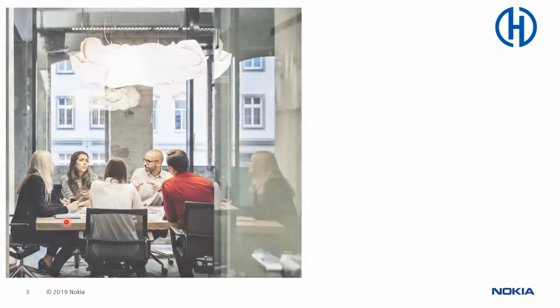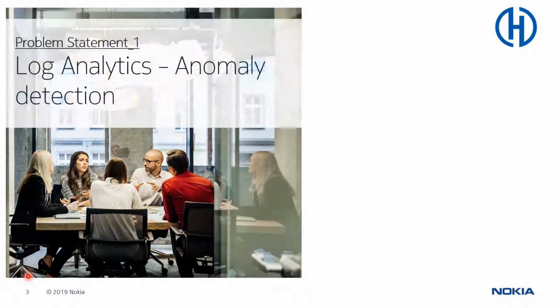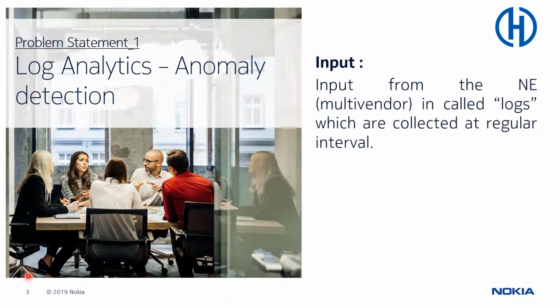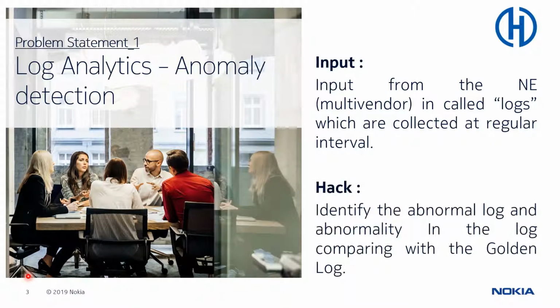Going forward with the first problem statement, log analytics anomaly detection. In this particular problem statement, we have an input which is coming from a network element, called logs. These logs are being gathered at continuous or regular intervals. The hack is to identify the abnormal log, and abnormality in the log, by comparing with the golden log. Golden logs are the set of logs which are ideal and which don't have any error.